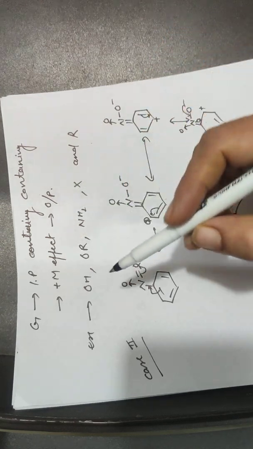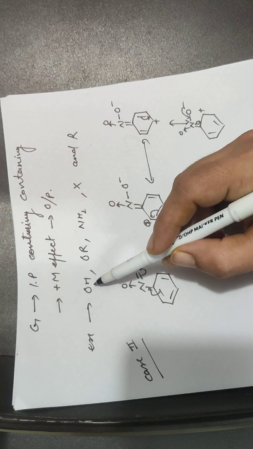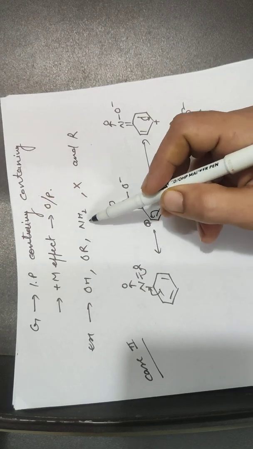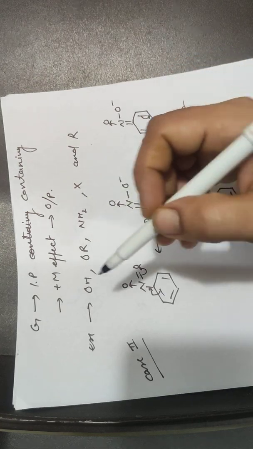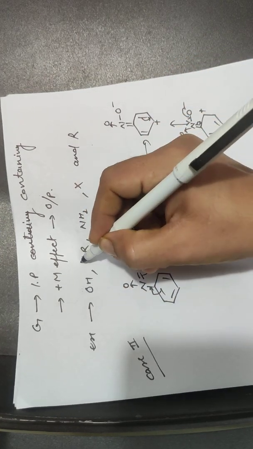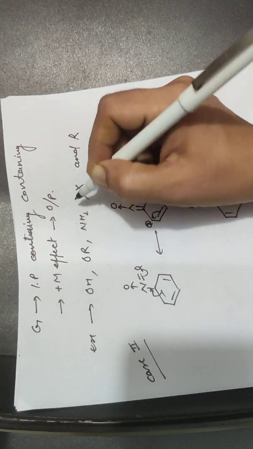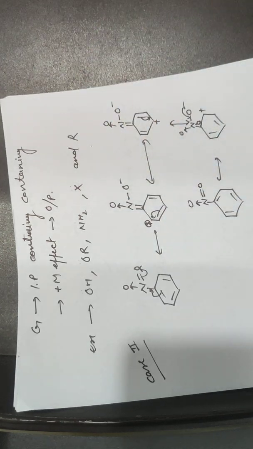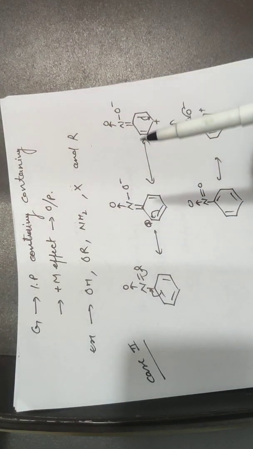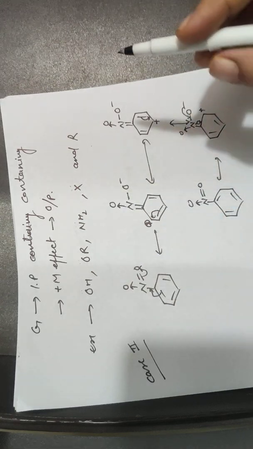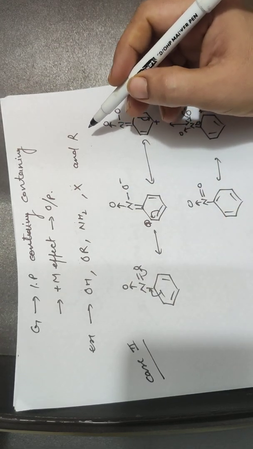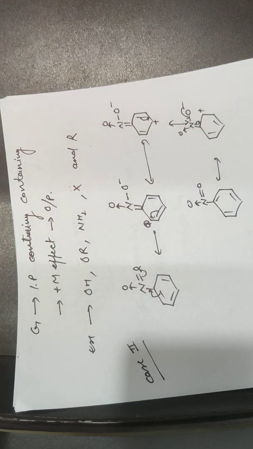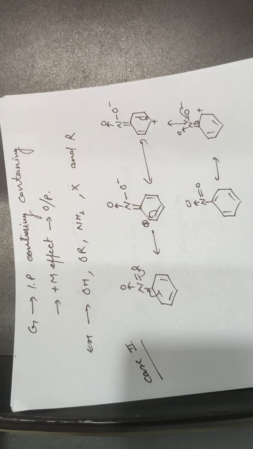First of all, let's take the examples. Plus M effect having groups are OH, OR, NH2, X. X means halogen. These all have a lone pair on this atom, and this lone pair will take participation in the resonance with the benzene ring, and these will show you ortho para directive influence. And simultaneously the alkyl group is also ortho para directive. This was about ortho para directive influence. Now we will talk about case 2.